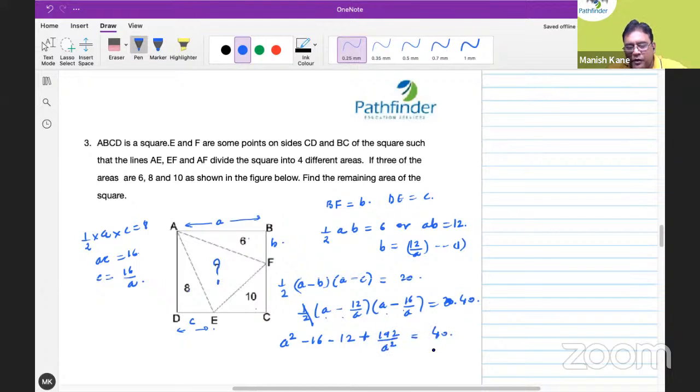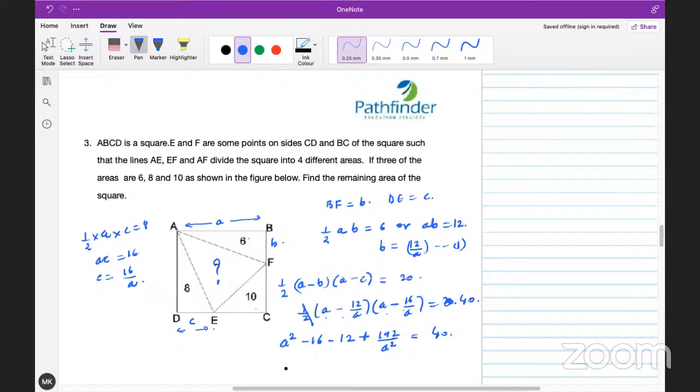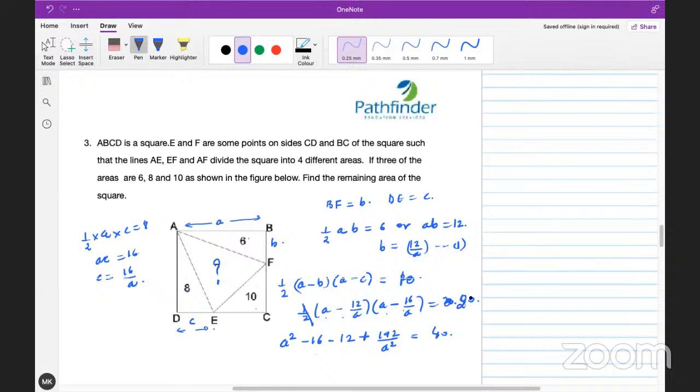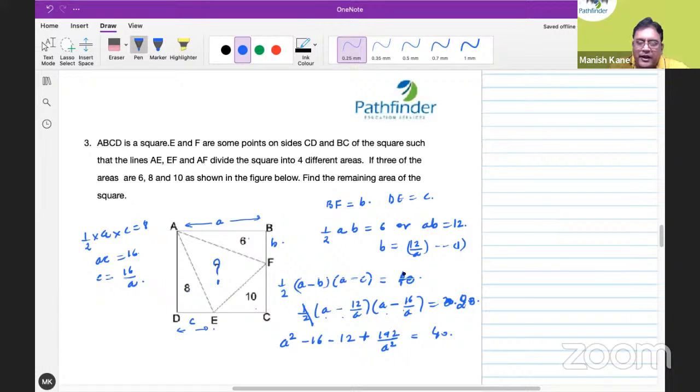This must be equal to 40. And you also add these two numbers, 16 plus 12, that is 28. Sir, that should be 10, right? Not 20. Oh yes, sorry. Half into, it should be 10 and this becomes 20. I'm sorry. Thank you. I made a mistake here. The area is 10. I took it 20.